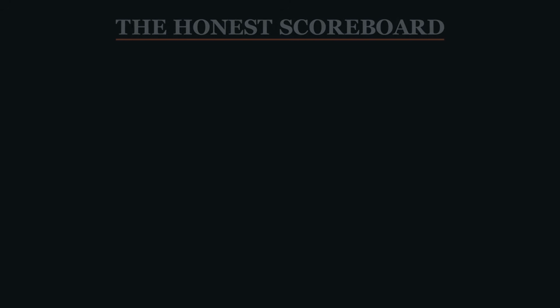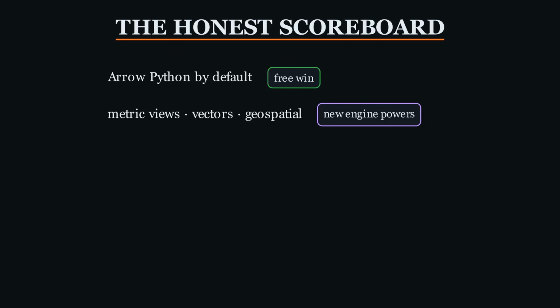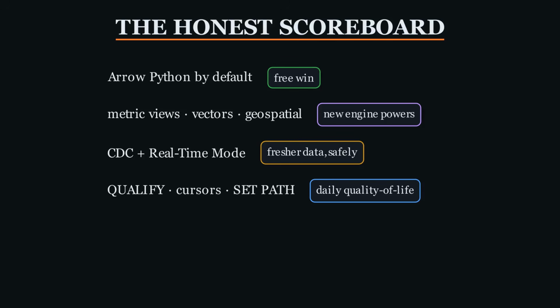So here's the honest scoreboard. Arrow Python by default is the free win everyone gets. Metric views, vector search, and geospatial move real analytical work into the engine. CDC and real-time mode make changing data safer and fresher. The rest is quality of life you'll quietly come to love. None of it is on your cert, but all of it is where Spark is heading.